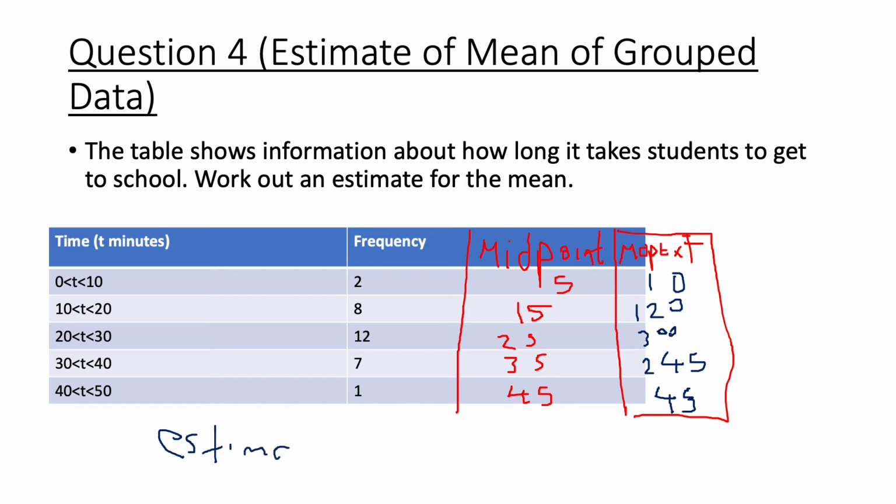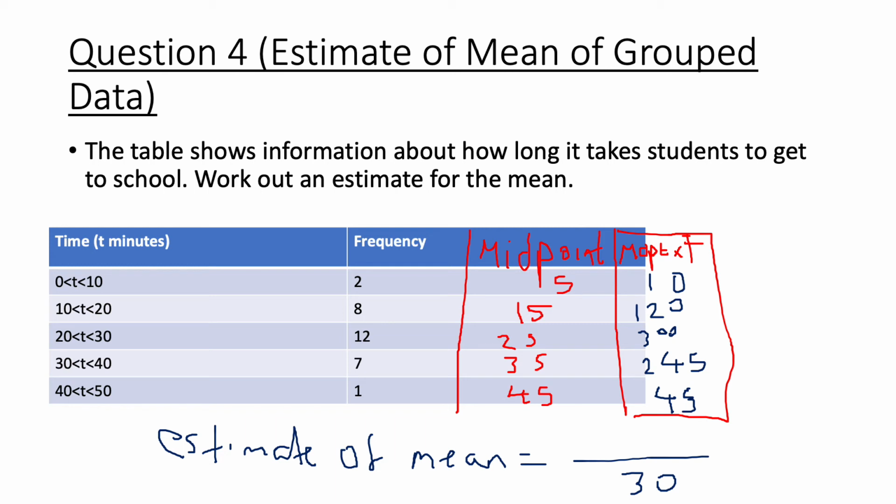okay, so hopefully you are with me so far, guys. The estimate of the mean is the sum of the last column, so the sum of the midpoint times frequency column. Adding all these together, dividing by the total frequency. Now I can work out the total frequency. 2 plus 8 is 10, 22, 23, 7 is going to be 30. So I'm dividing my number by 30.